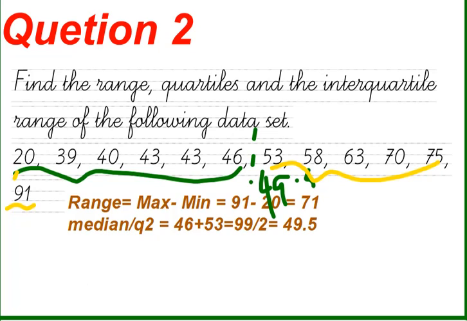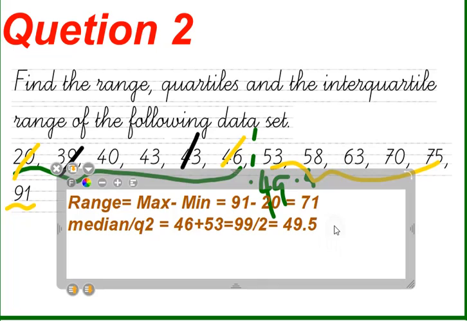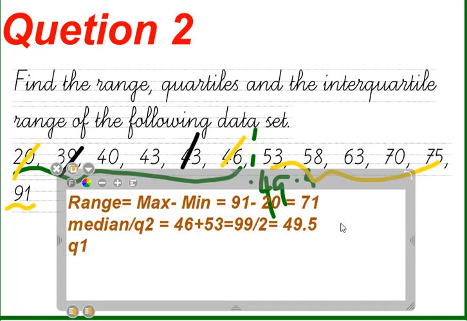So now we are looking for Q1, and we look at the left hand side of our data set, which is the green part, and we look for our middle number going in an inward direction like that, and we can see that our two middle numbers are 40 and 43. So we calculate Q1, which is equal to 40 plus 43, and we get 83, and if we divide that by 2, we get 41.5.